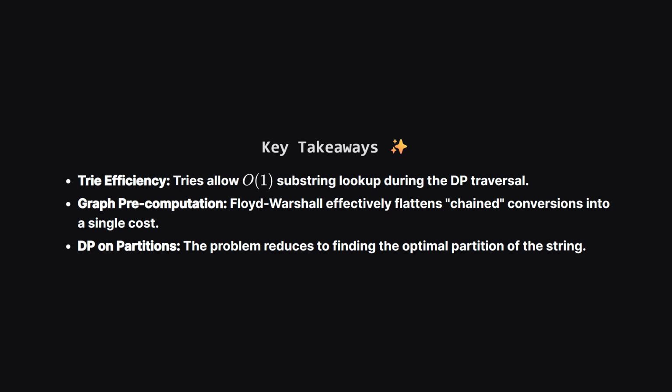So let's wrap it up. We learned three big things today. First, tries are amazing for quickly identifying substrings inside a loop. Second, using a graph algorithm like Floyd-Warshall lets us pre-calculate complex conversion chains, so our main loop doesn't have to worry about them. And finally, when you see a problem about converting a string in chunks, dynamic programming is usually your best friend.